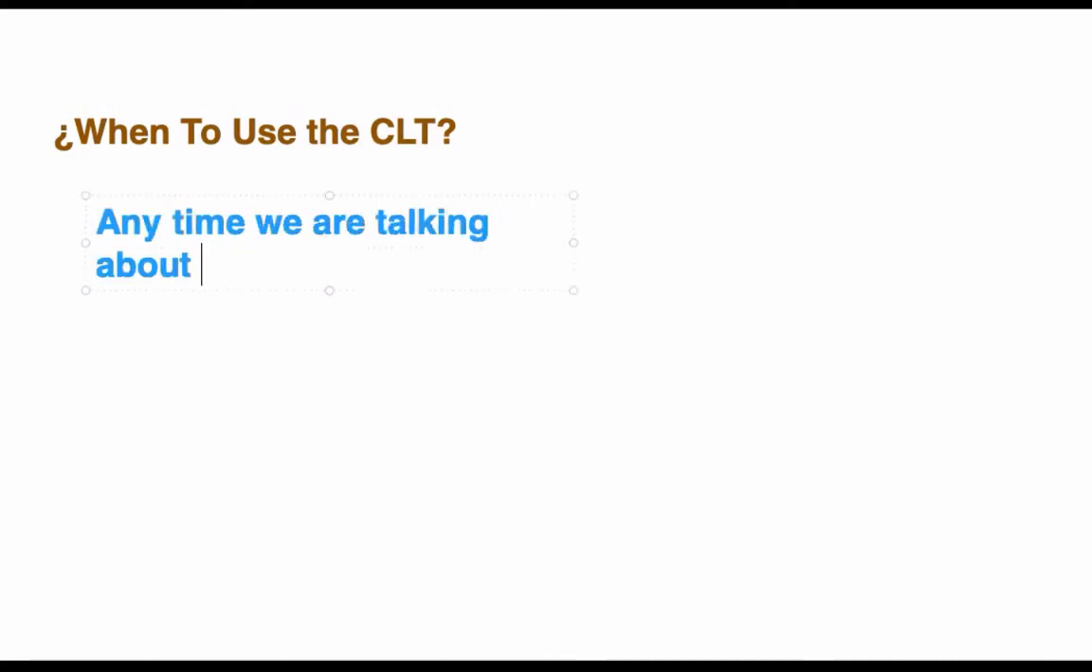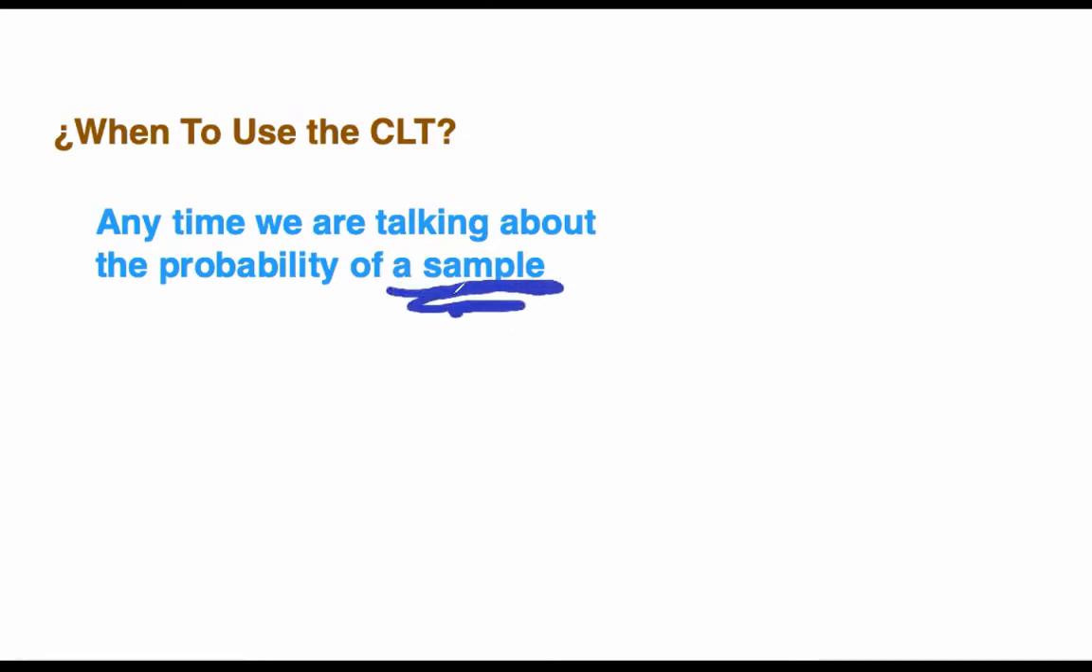A common question students have when learning about normal distributions and the central limit theorem is, how do we tell the problems apart? In other words, what clues are there for when we should use the central limit theorem? Anytime we are talking about the probabilities associated with a sample, this is the major clue that we should be working with the central limit theorem.